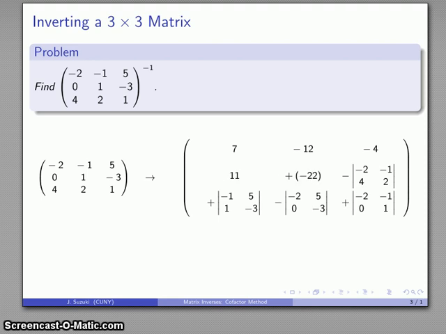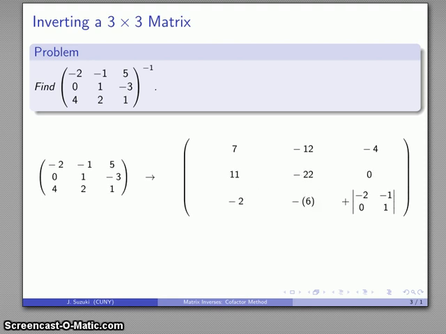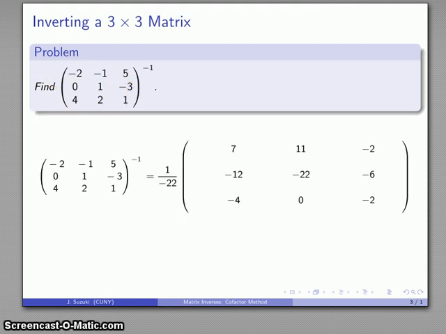So evaluating the determinants of each of those matrices gives me this as my matrix of cofactors. I'll transpose it and multiply by the reciprocal of the determinant of the original matrix to get the inverse. And that reciprocal of the determinant is 1 over negative 22, and so there's my inverse of the matrix.